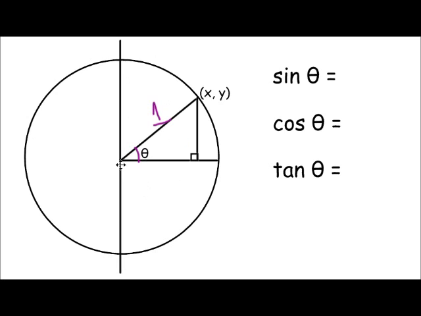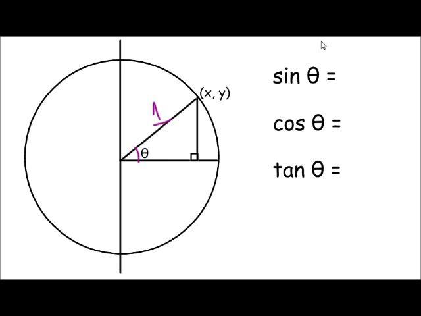And we define on it triangles whose hypotenuse is always 1. So if we take a line to the outside, that's always going to be the radius. If we use that as the hypotenuse of our triangle and drop a line straight down to the positive x-axis, then we get a right triangle.